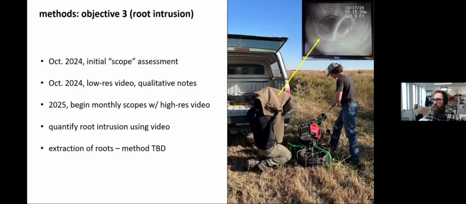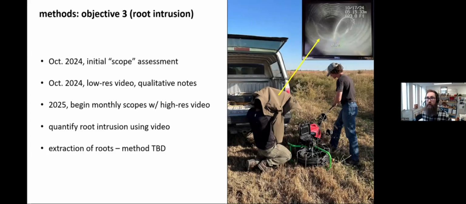So root intrusion, objective 3, we kind of laid off until 2024, just assuming that there wasn't going to be much going on with these very young bare root seedlings that we planted, 1-2 foot tall, with a minimal root system. We chose those because we're planting thousands of them and for budget reasons. So in October 2024, we did our initial scope assessment. USDA lent us this kind of rough, low-res scope cam. We went through all of the 6 plots, and we took some screenshots and just qualitative notes. The point of this was to see if anything at all was in there.